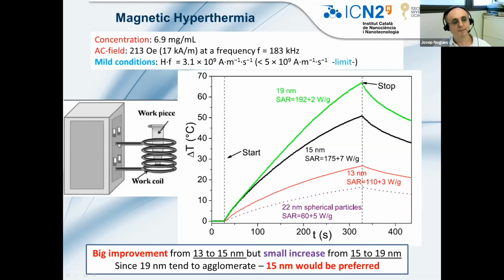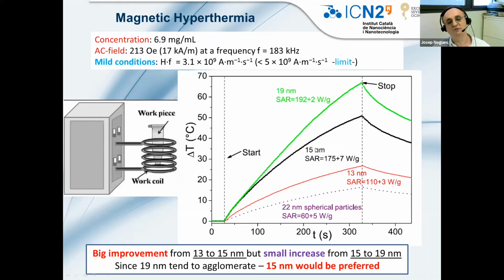And what we do here is we put our nanoparticles suspended in water, and then we apply an AC field and measure the temperature of these nanoparticles. So here I show you the evolution of the temperature with time, and you see that all the nanoparticles warm up as we apply the AC field, as we expect. But similar to what we saw in the NMR, when we go from 13 to 15, which is only 2 nanometers difference, there is a big improvement in the heating of the nanoparticles.